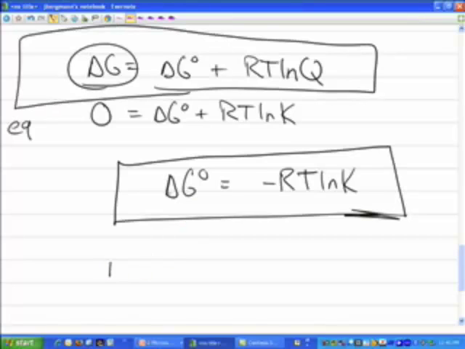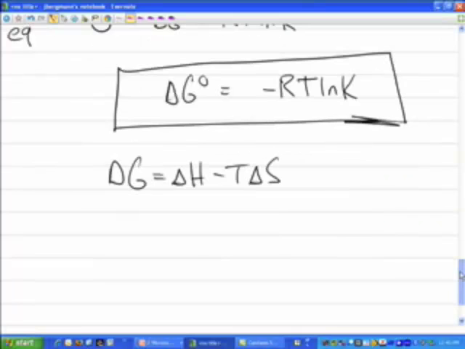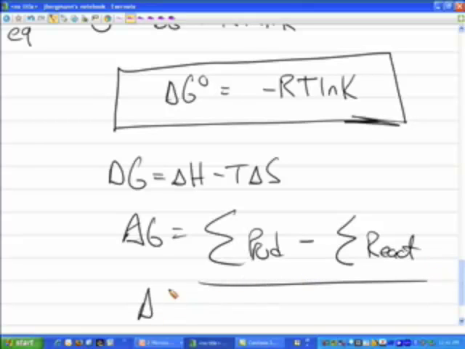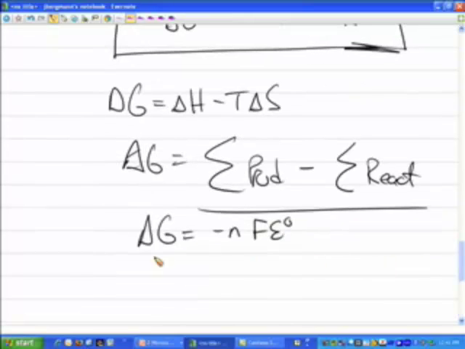And then, of course, while we're at it, delta G is also delta H minus T delta S, and we can find it with products minus reactants. Delta G is the sum of the products from the back of your book minus the sum of the reactants. There's also delta G equals negative nFE naught. We're going to learn about that one in chapter 17, which is our next chapter.